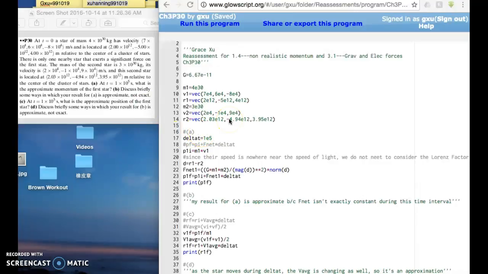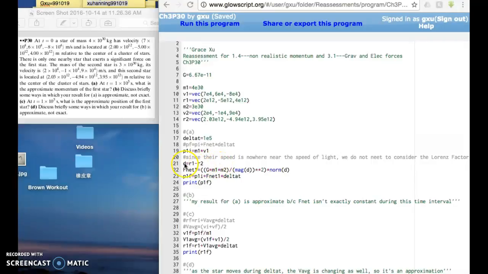For part A, which is to find the approximate momentum in the future, a very near future, this is the delta t value, and I listed out the equation for calculating change in momentum, just so I have a reference. I first calculated the initial momentum, and I didn't use the Lorentz factor because their speed is nowhere near the speed of light, so it's not really necessary.